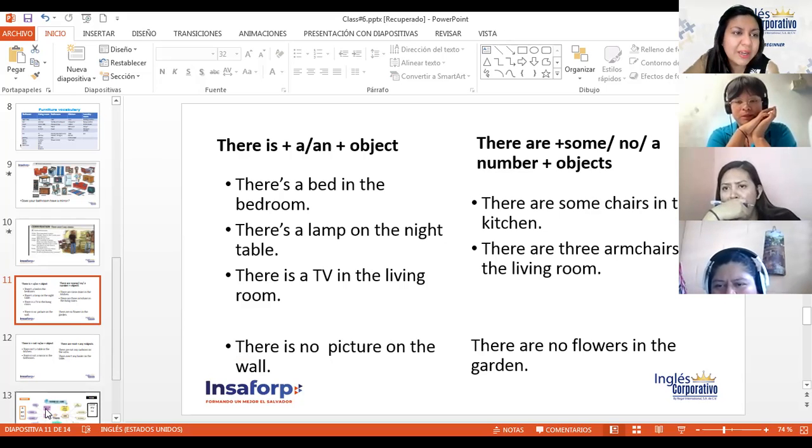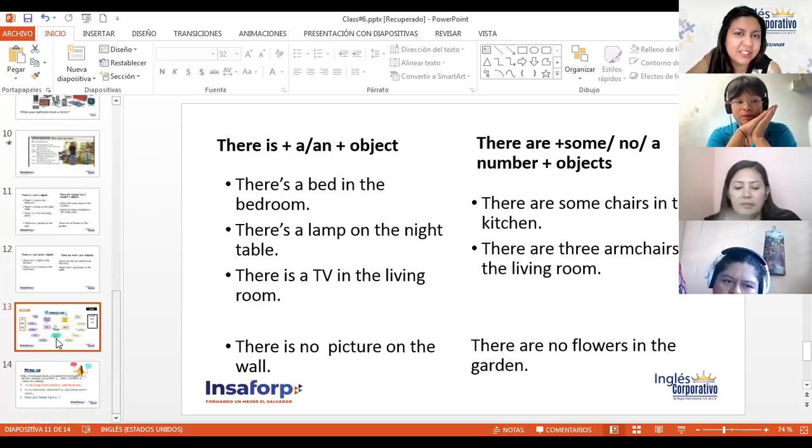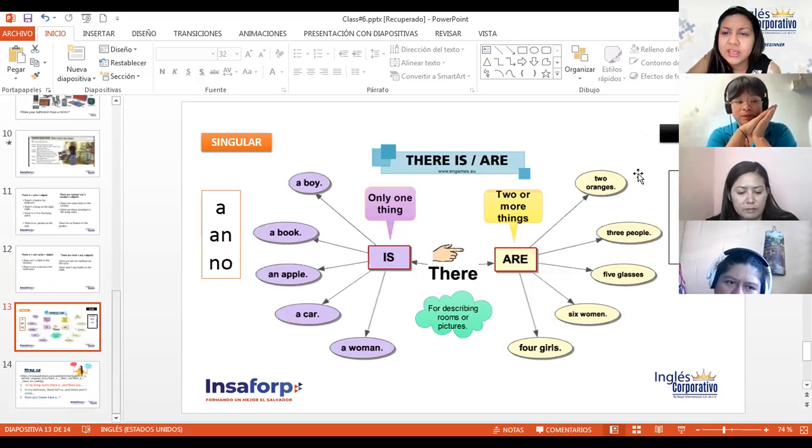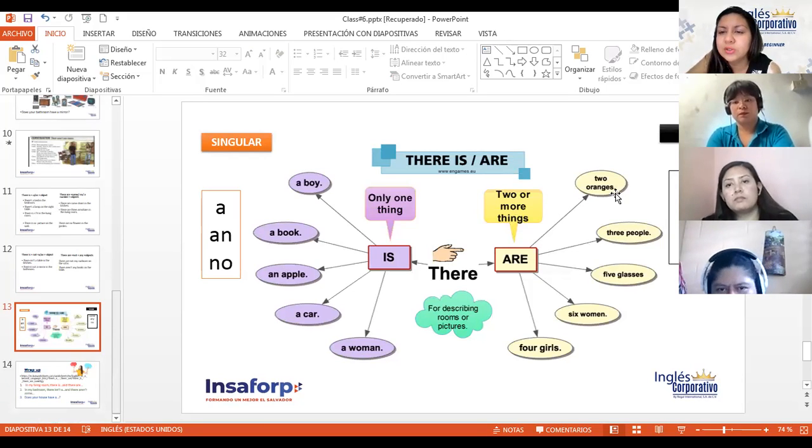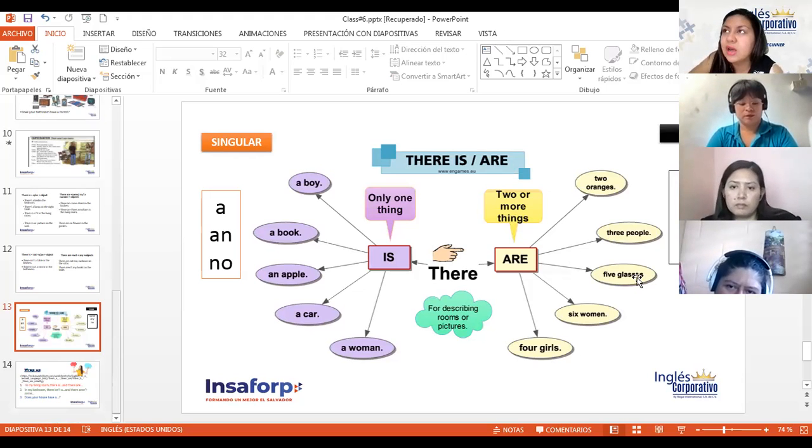Y les voy a mandar esta presentación para que la tengan allí porque si no alcanzaron a copiar todo. Y aquí está como summarized, resumido. Singular, you can use a, an, and no. You can also use some, any, or no. There is a boy, there is a book, there is an apple, there is a car, there is a woman. There are for two or more things. There are two oranges, there are three people, there are five glasses, there are six women, there are four girls, there are some students, there are some plants in my garden, etc.